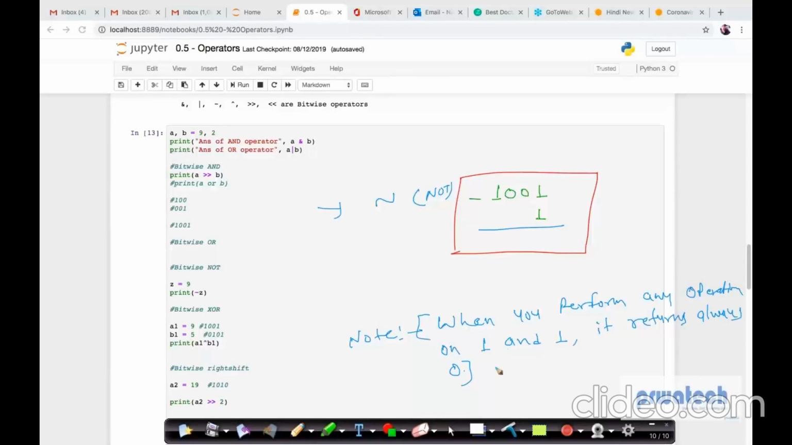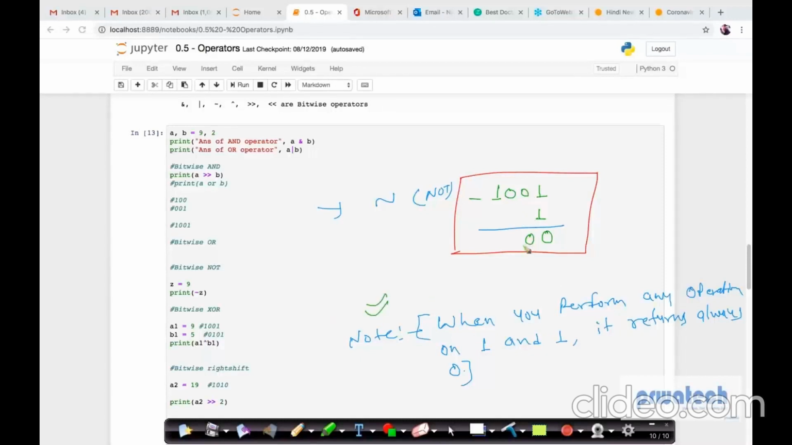If it is 1 and 0, then it is 1. Because when I change the value of 1, when I inverse 1, it's 0. And when I inverse 0, it is 1. So ultimately it will be 1 only. Yeah, that way you can think. So this 1 and 1 is returning me 0 according to this.